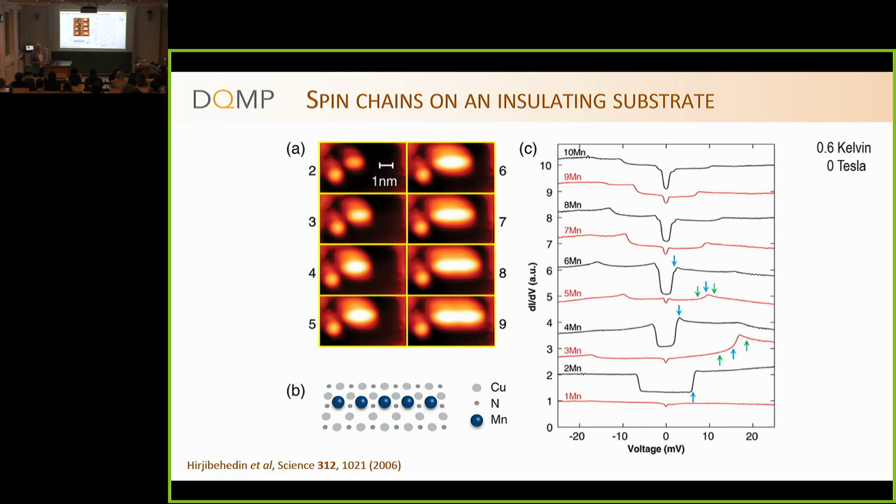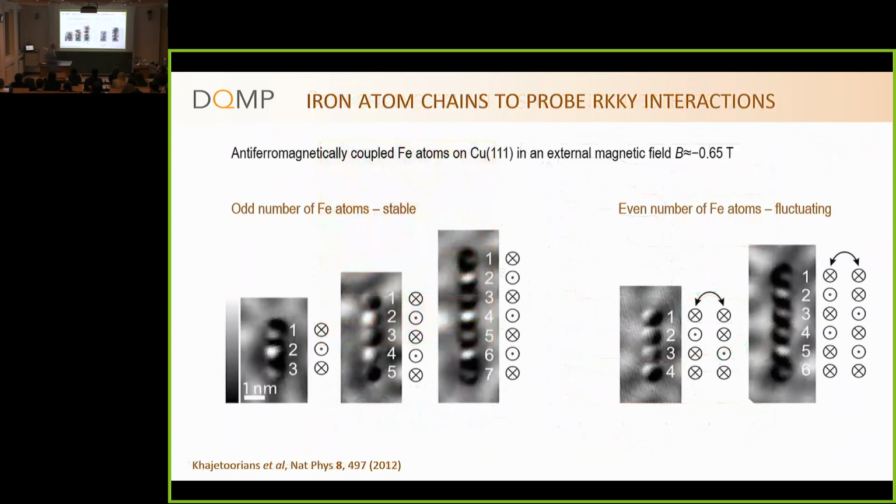This is extremely well documented, so they can really follow all this in great detail. Another example I find also quite nice: these are iron atoms on copper 111. Here they apply an external field, not very large. And then you can see these iron atoms want to couple antiferromagnetically. So to have a nicely defined chain, this works with an odd number of ions. If you have an even number, the end could be up or down, but once you have fixed this, it's defined.